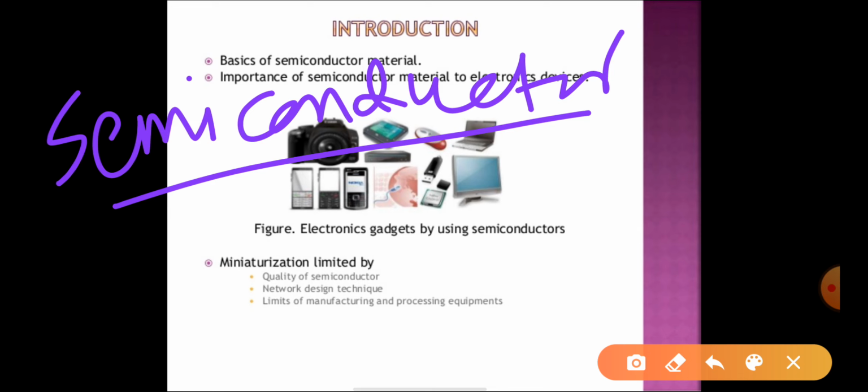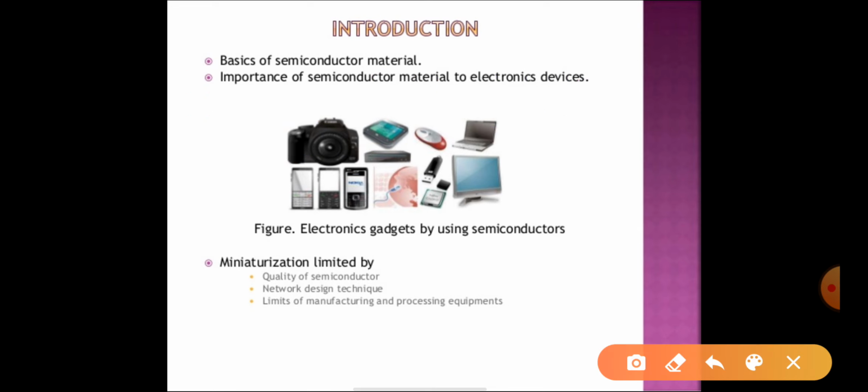Now your question must be why we are using semiconductor material to build these devices, for example a camera. Why are we using that material only? This is the motive of this lecture. We'll see what exactly semiconductor materials are. Normally every material on earth is divided into 3 categories: some are conductors, some are insulators, and some are semiconductors. So what exactly is meant by conductor, insulator and semiconductor?